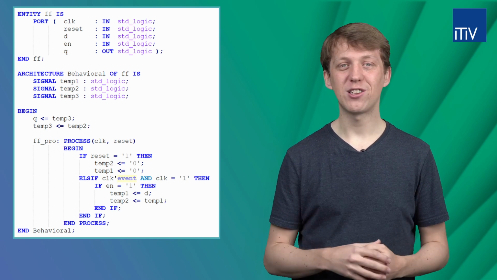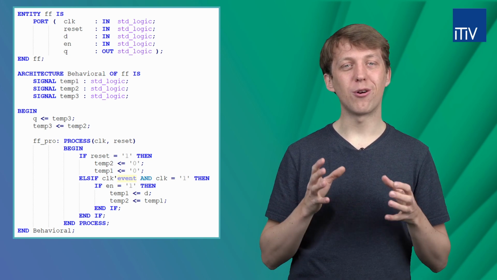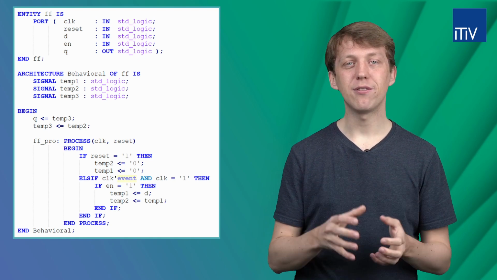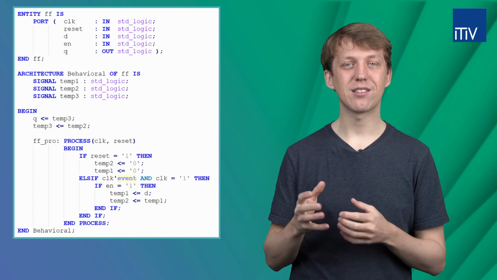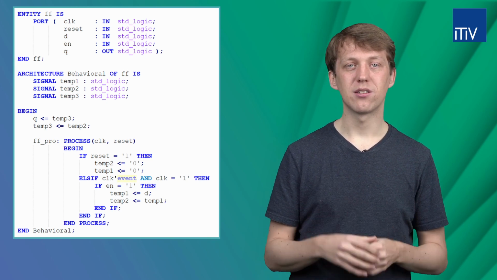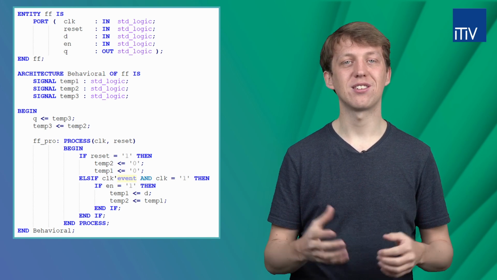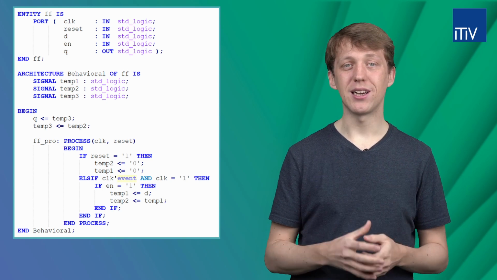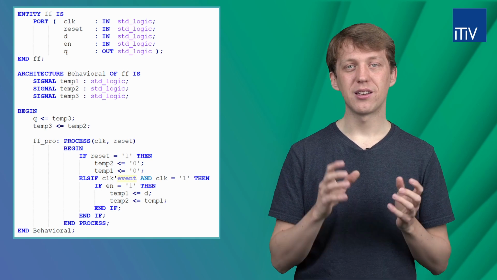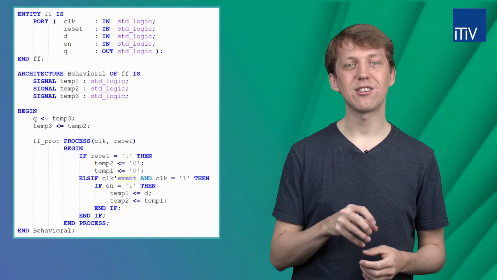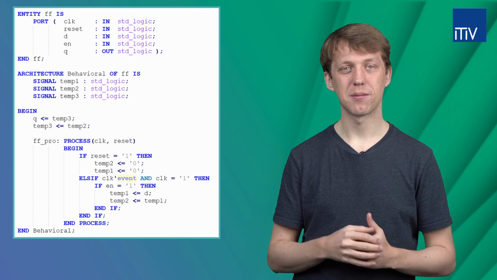Okay, so now let's move on to the process of our flip-flop. In the event of a rising clock edge, which is the condition for the else-if, the 2 signals temp1 and temp2 are set. The input data D is assigned to temp1. Temp2 instead is set to the value of temp1.